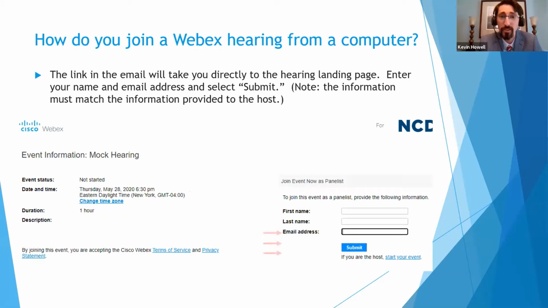Once you get to this page, enter your name and email address. For security purposes, that information must match the information provided to the presiding deputy, because basically if you join as a panelist, you have some ability to influence the proceeding. You can mute and unmute yourself. You can join by video. Folks who join as an attendee, meaning folks from the general public, can only view the proceeding, but they can't really do anything to interfere. So for security purposes, you've been designated as a panelist, so your information must match.